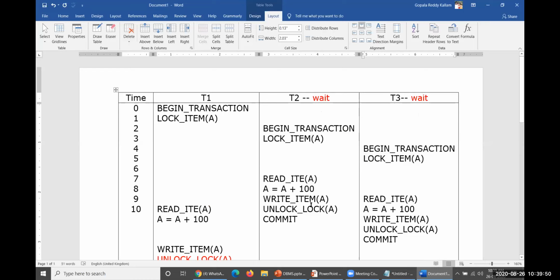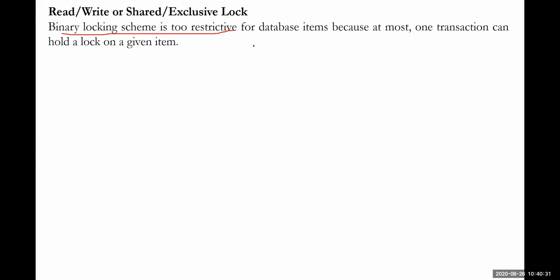Binary locking system is too restrictive. Too restrictive in the sense that once a lock has been held by some transaction, all the remaining transactions that want the same item will be put into waiting state. They are not supposed to execute further. To make it more and more flexible, shared and exclusive locks are introduced. What is the importance of shared and exclusive locks here?